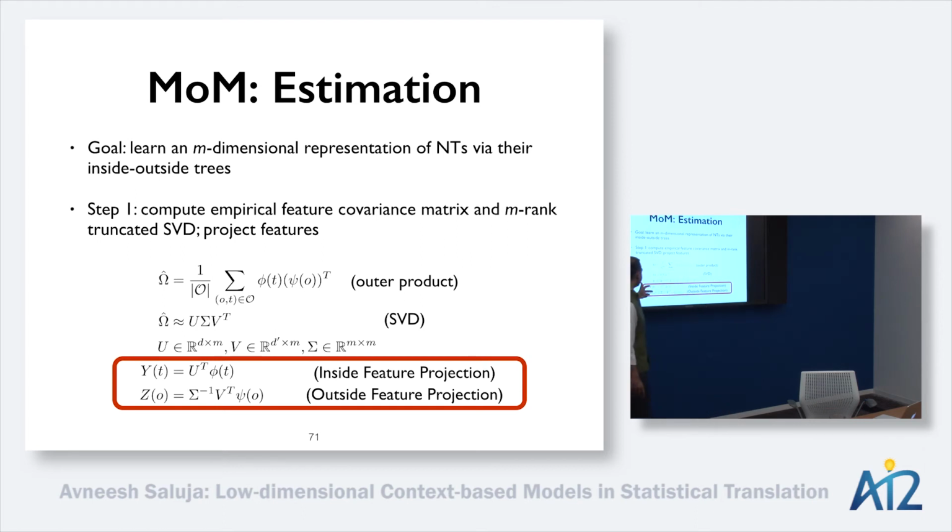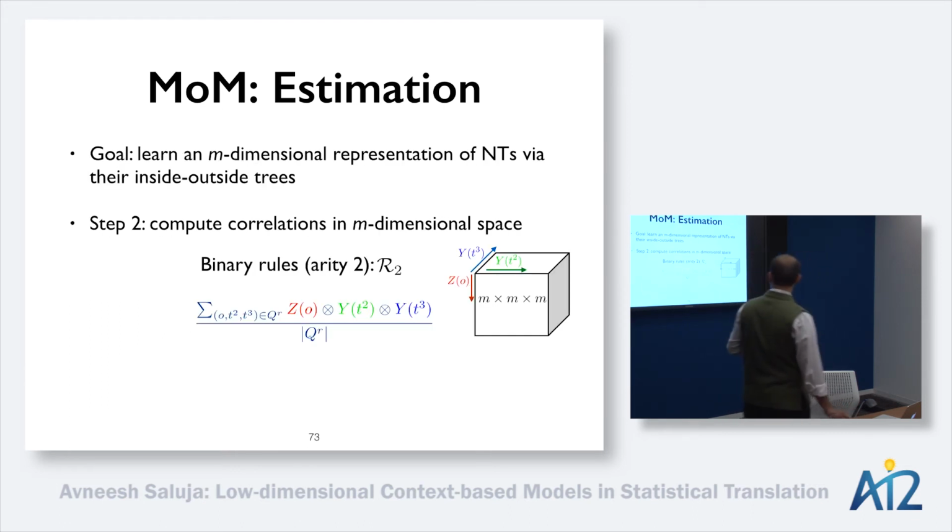I'd like to emphasize here that in the original space, phi and psi were our inside feature vectors and outside feature vectors. They were very high dimensional, they could be 100,000 dimensions and the like. What we've done now is come up with lower dimensional representations for these contexts, for the inside features and the outside features. And then in the lower dimensional space, we're going to compute the covariances now. So that's how we're going to construct each of these parameters.